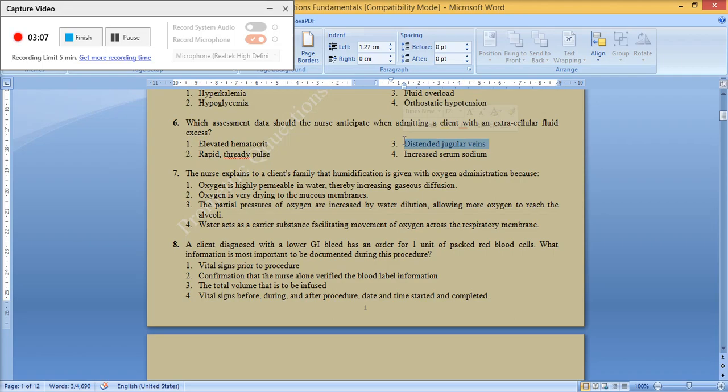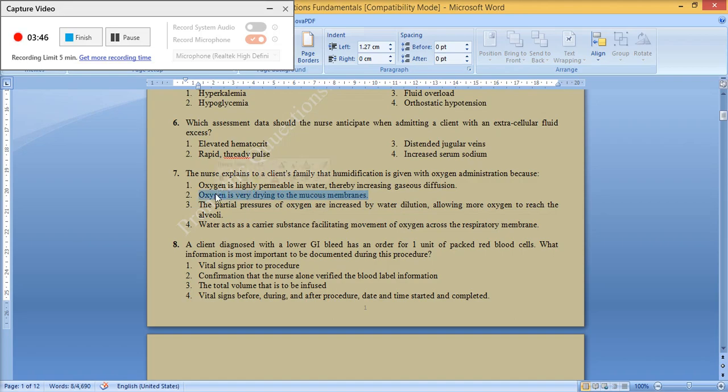7. The nurse explains to the client's family that humidification is given with oxygen administration because 1. Oxygen is highly permeable in water, thereby increasing gaseous diffusion. 2. Oxygen is very drying to the mucous membranes. 3. The partial pressure of oxygen is increased by water dilution, allowing more oxygen to reach the alveoli. 4. Water acts as a carrier substance, facilitating movement of oxygen across the respiratory membrane. Answer 2. Oxygen is very drying to the mucous membranes.